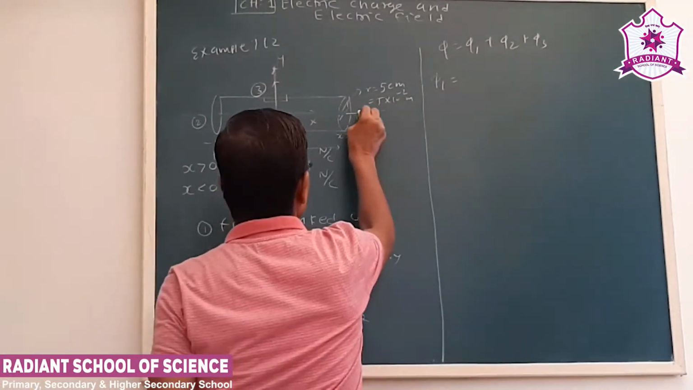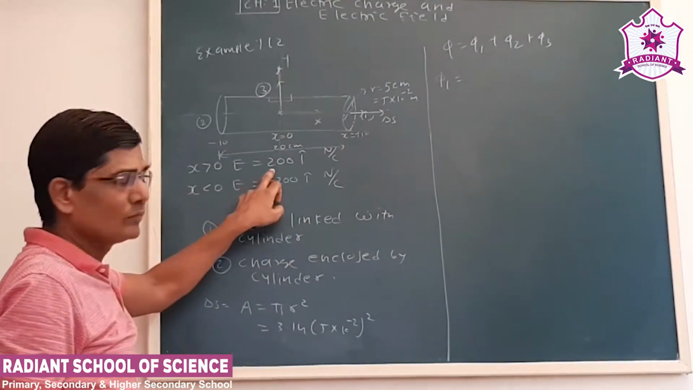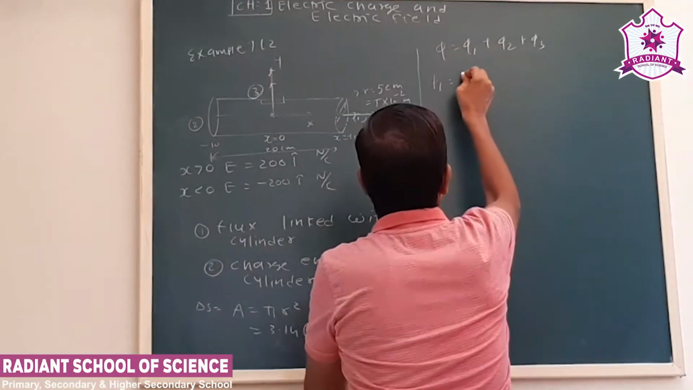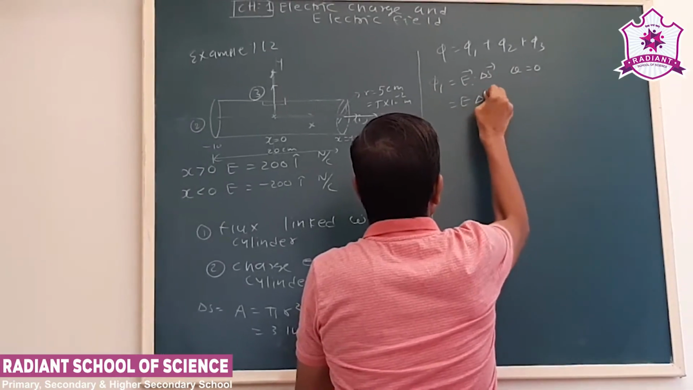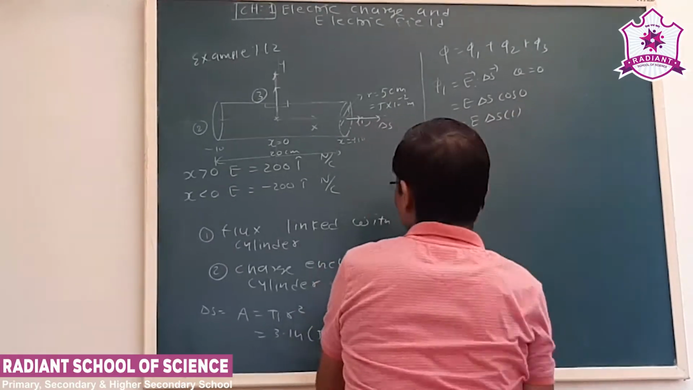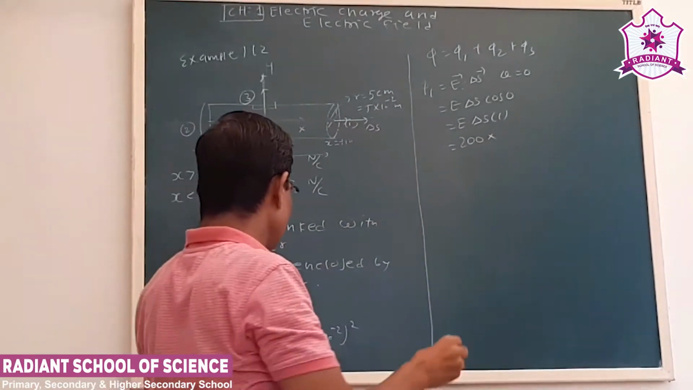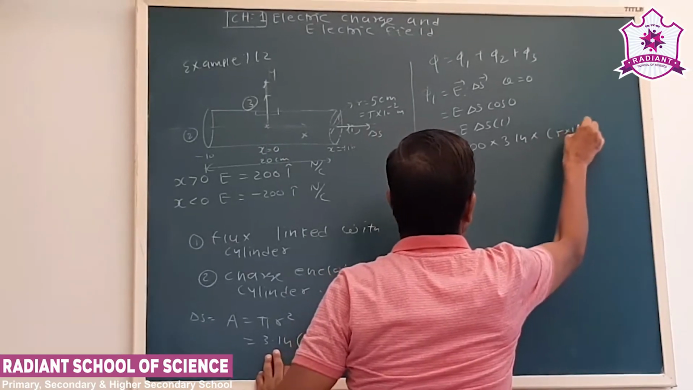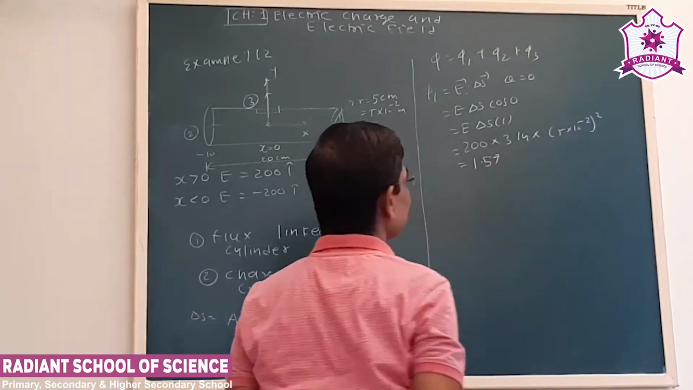Now see, the area vector will be here, delta S. See, the electric field for x greater than 0 is also in the positive direction. So the angle between them will be 0. So flux is E dot delta S. See here theta is 0. That is E delta S cos 0. Cos 0 is 1. Now electric field is 200. Area is 3.14 into 5 into 10 to minus 2 whole square. That gives 1.57.